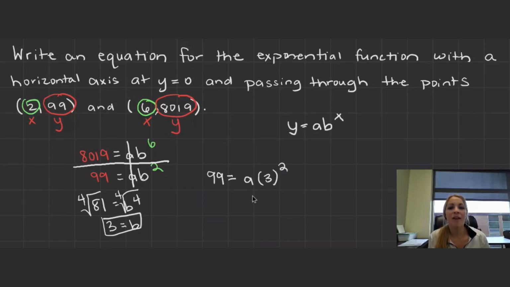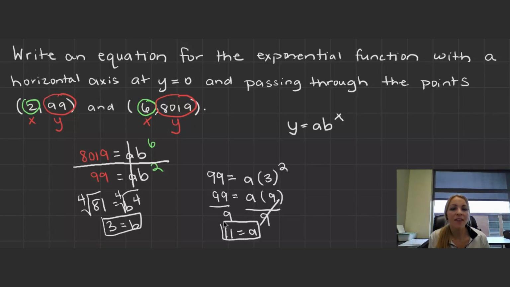Now I need to solve for the a value. So I'm going to simplify. I have 99 equals a times 3 squared is 9. And to get a all by itself, I need to undo this multiplication with division. So I'm dividing both sides by 9. This makes a 1. 99 divided by 9 is 11.